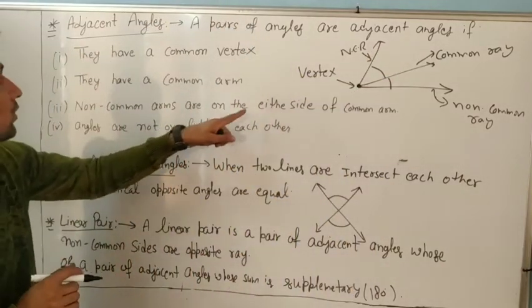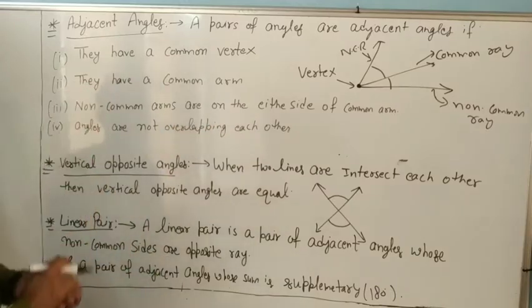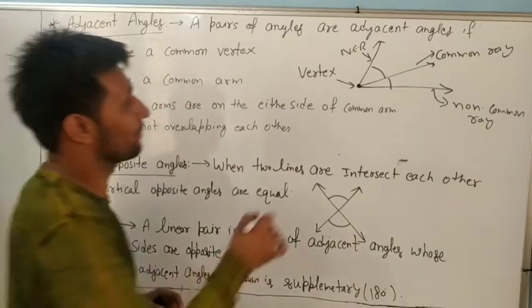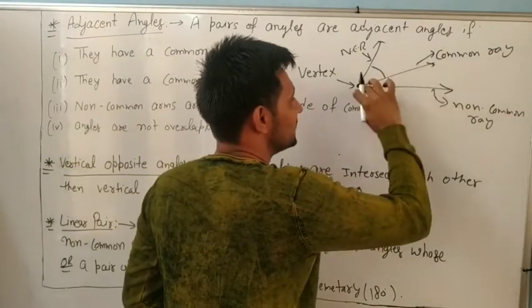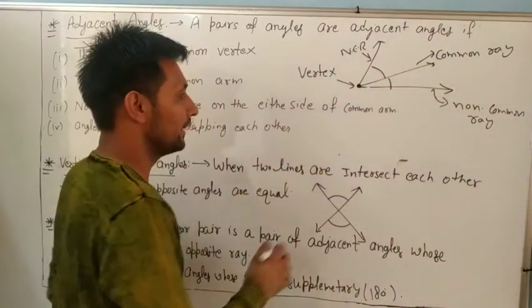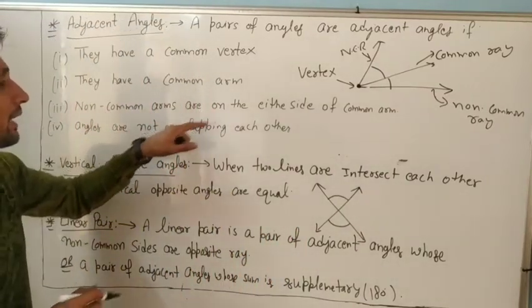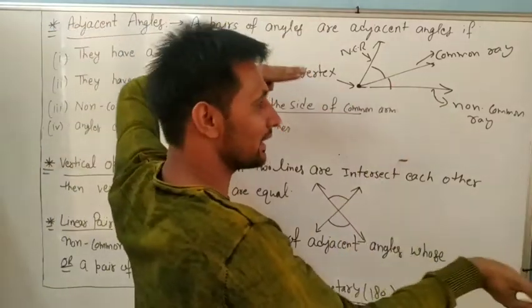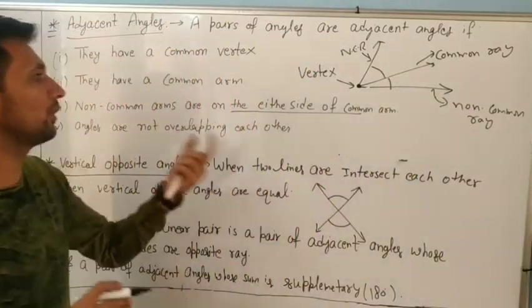Non-common arms are on either side of the common arm. First thing, they should have a common vertex. They have a common arm; this side is used in both angles. Next is non-common arm on either side: one is upside, one is downside. So it is non-common arm on either side.